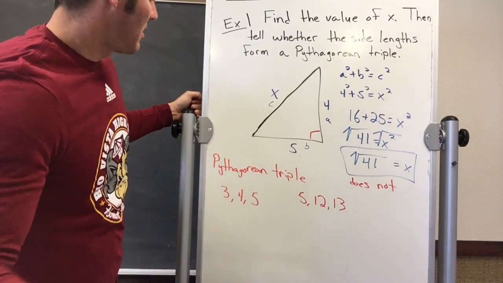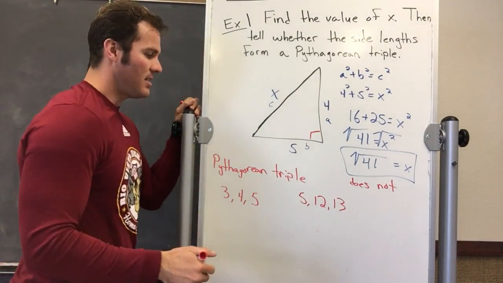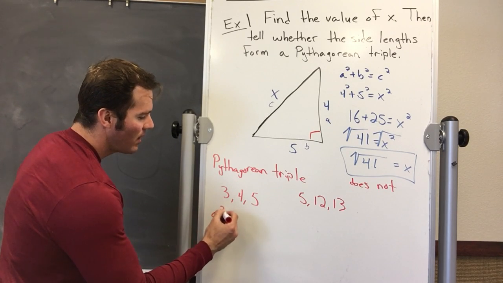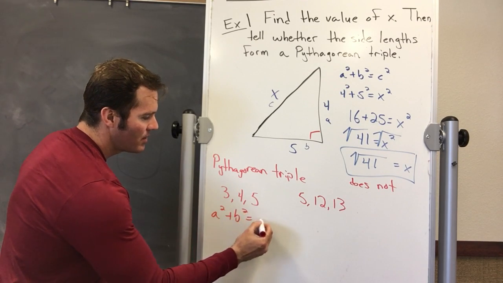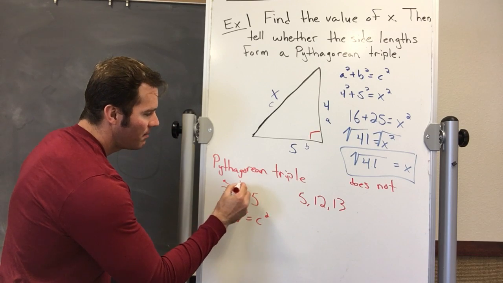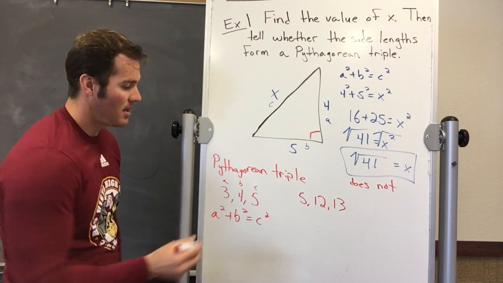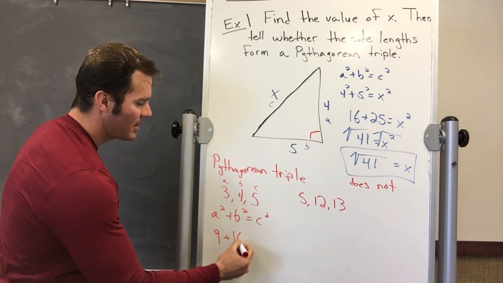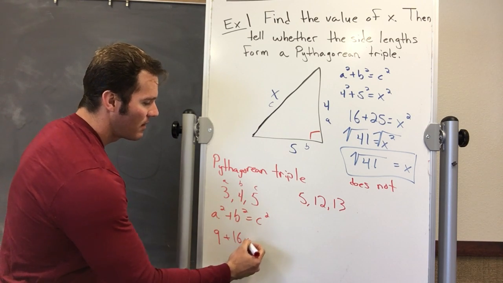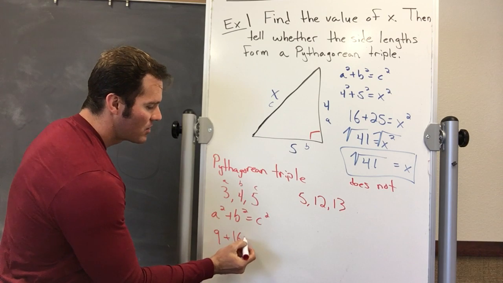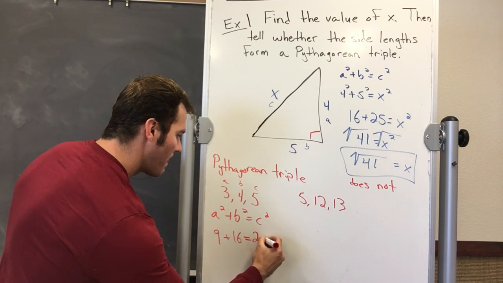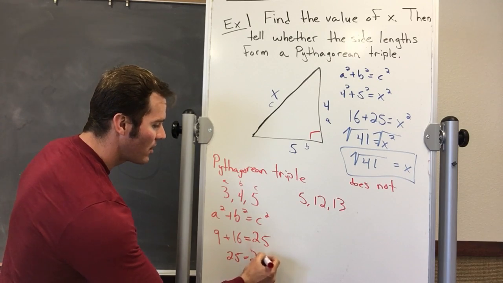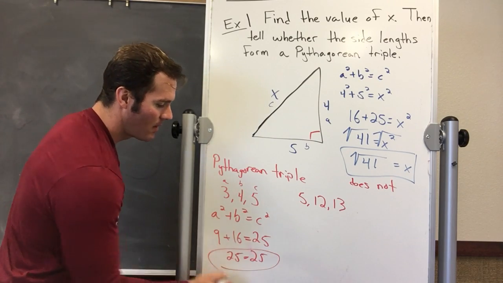what it means. 3, 4, 5 is a Pythagorean triple. So, a squared plus b squared equals c squared. A, b, c. 3 squared is 9. 4 squared is 16. 5 squared is 25. 9 plus 16 is 25, equals 25. See how they come out to be the same?